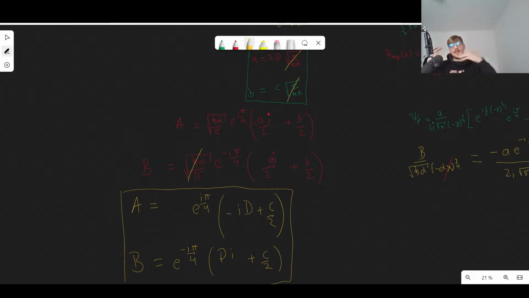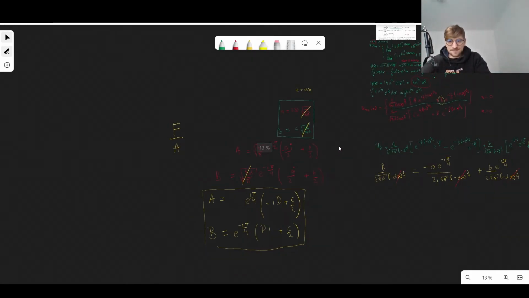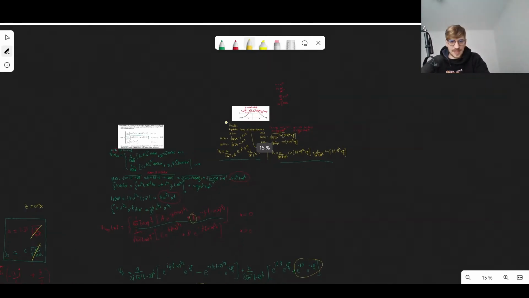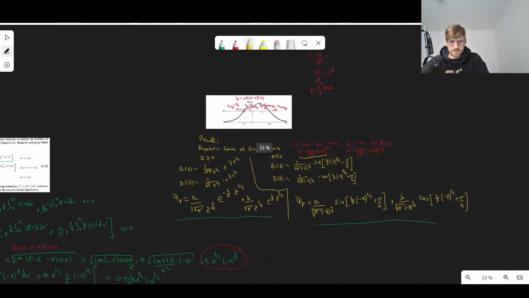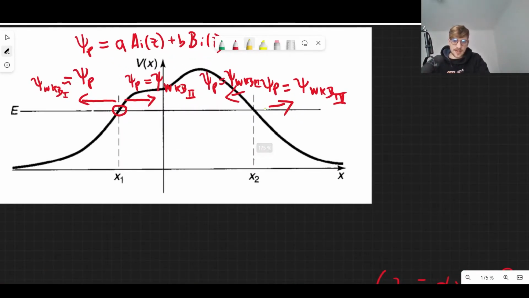However, let's go back to what we actually want to find. We want to find F over A. So we need to somehow relate A and F. So we need to do what we just did again. So the procedure will be basically the same, but of course now in the other region. So now we go to region number 2. So now we go here.